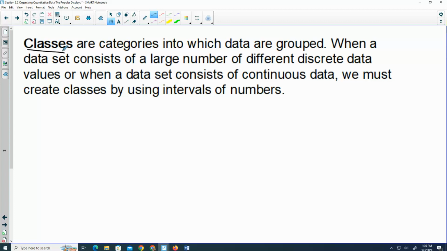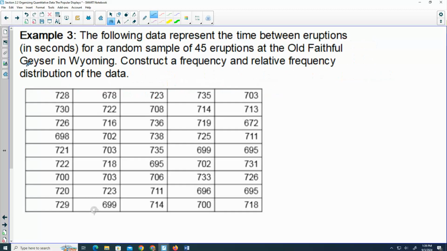Typically we do this if we have continuous data or if we have discrete data but a large number of it. We might try to group things together when we're creating our histogram just to make it a little bit easier. So I'm going to look at an example and we are going to make a frequency and relative frequency distribution here.